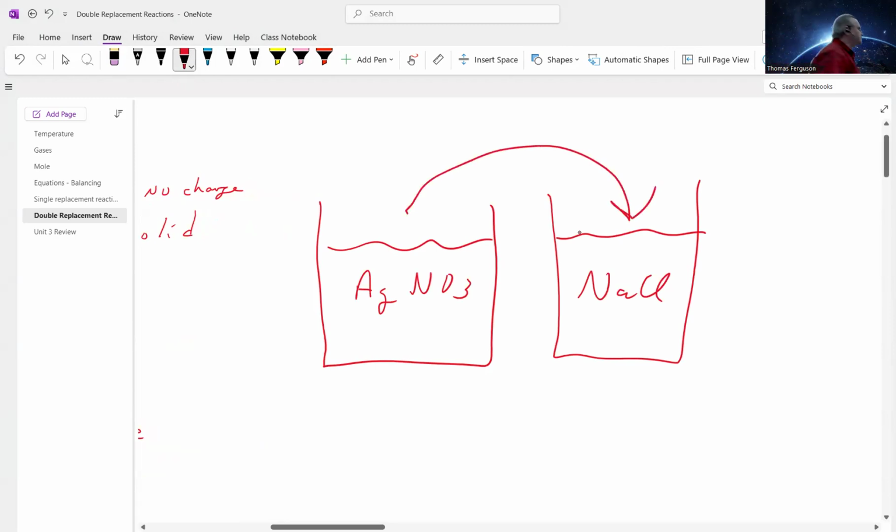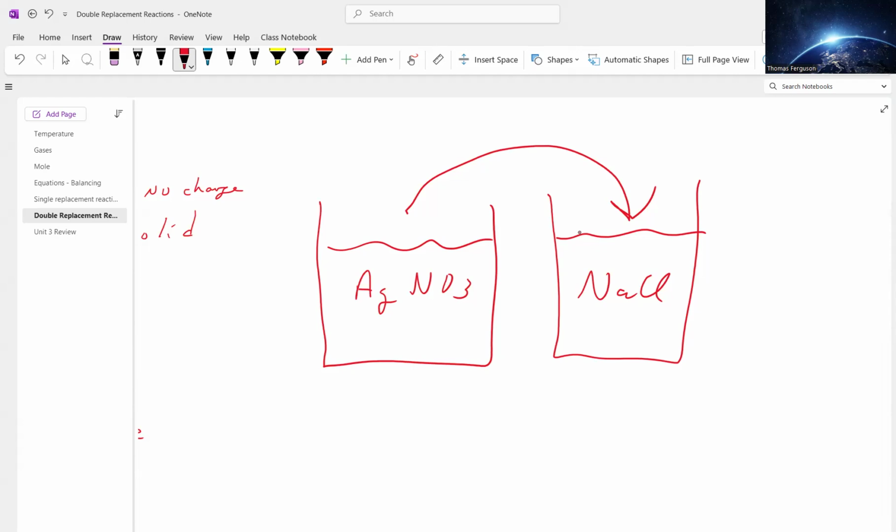So we have two mixtures. An aqueous solution of, aqueous again means it's mixed in water, AQ. So we're taking an AQ mixture of silver nitrate and dumping it into an AQ mixture of sodium chloride. So now we have the opportunity for the ions to pair up with a different set. So now the silver can pair up with the chlorine, where before they were separate.